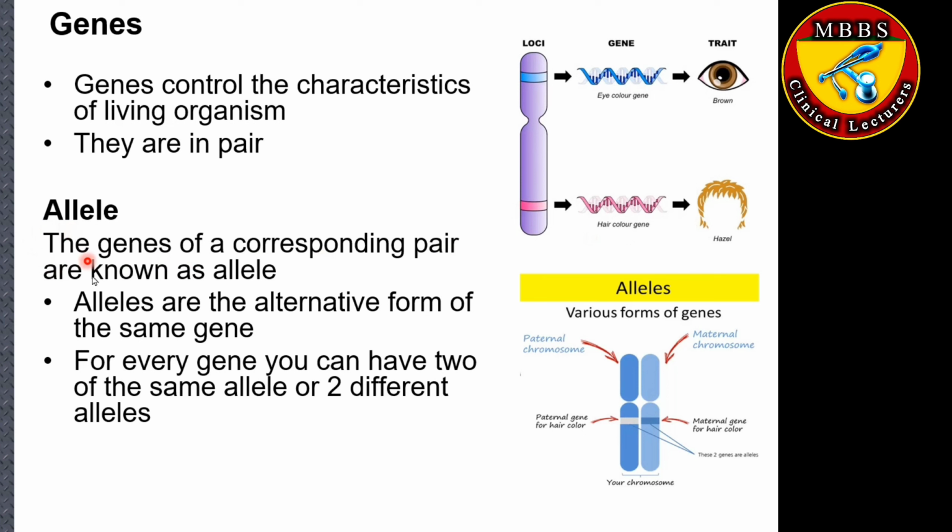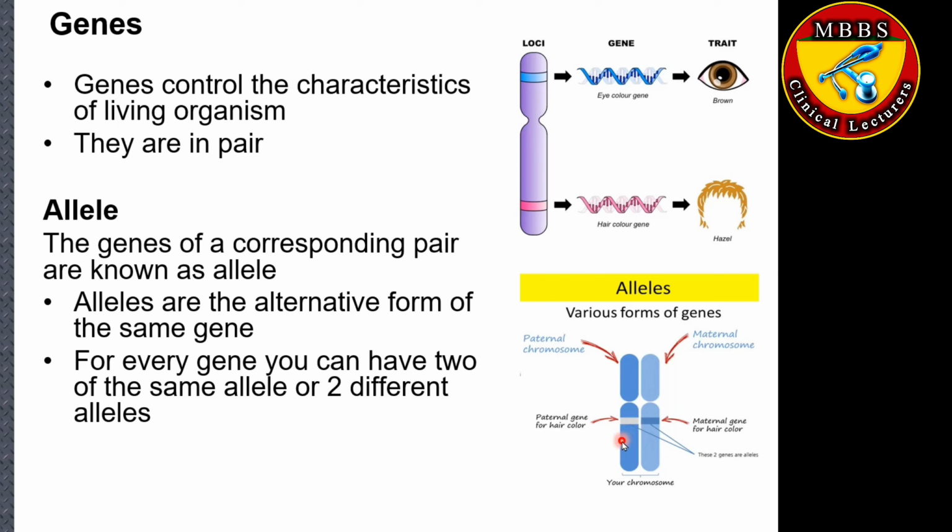Now, what are alleles? The genes of a corresponding pair are known as alleles. You can also say that alleles are the alternative forms of the same gene. So you can see in this picture that these are the 2 chromosomes, right? One is from the paternal side and the other is from the maternal side. And here you can see the gene is located from the paternal side for the hair color and from the maternal side for the hair color. So these are the alleles, a pair of alleles.